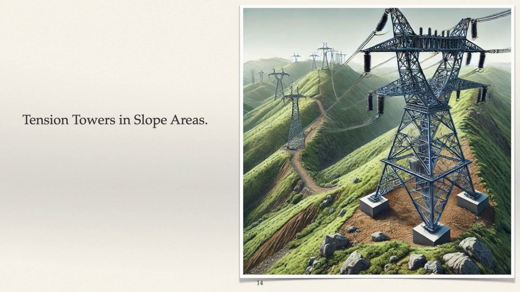Third, tension towers in slope areas. When placing tension towers on slopes, special attention is required for conductor jumpers, which form loops projecting toward the ground. On elevated terrain, these loops can further reduce ground clearance, creating potential safety hazards. Even with leg extensions or leveling and benching, it is critical to ensure adequate clearance on the conductor jumper side.